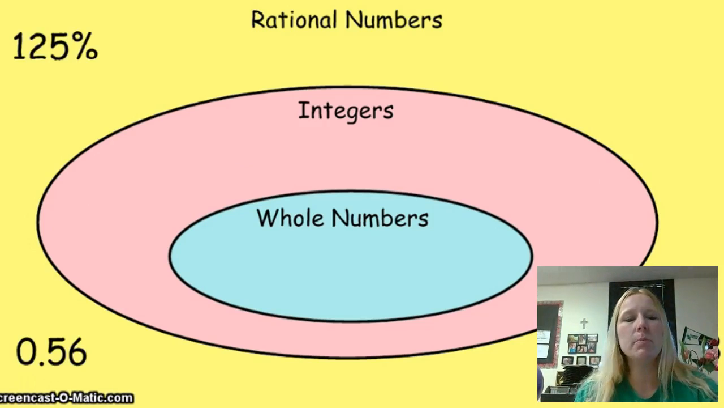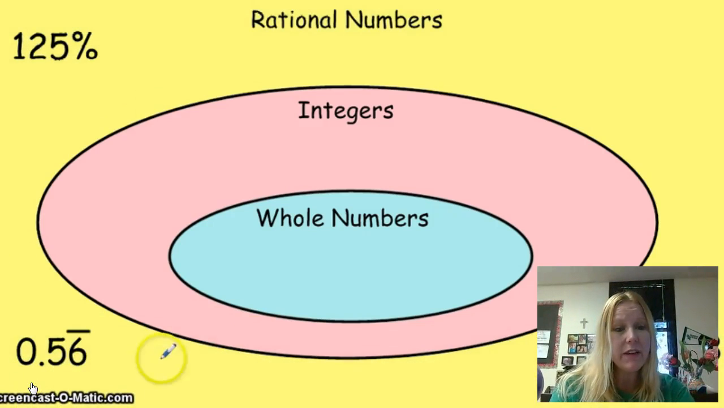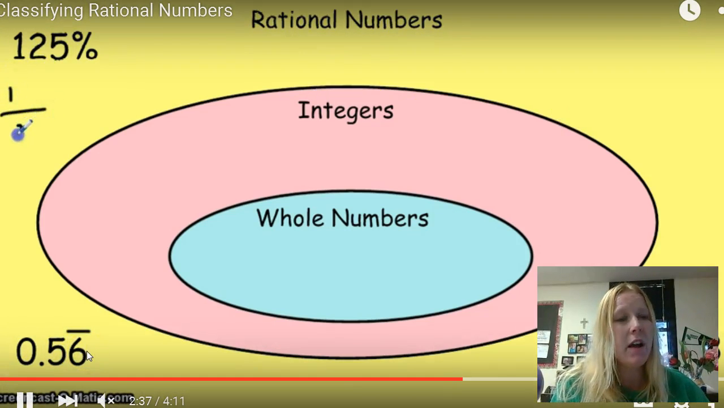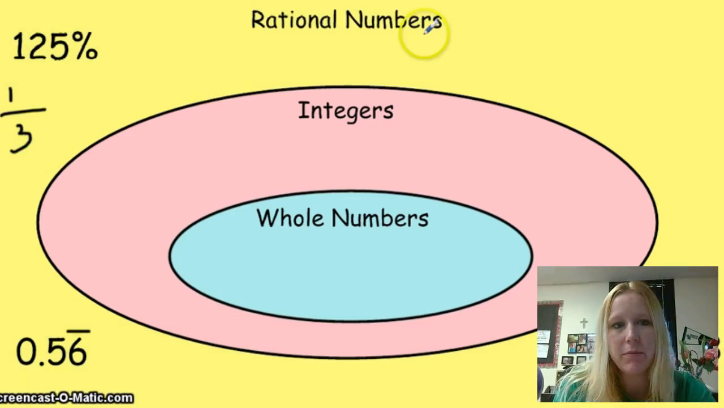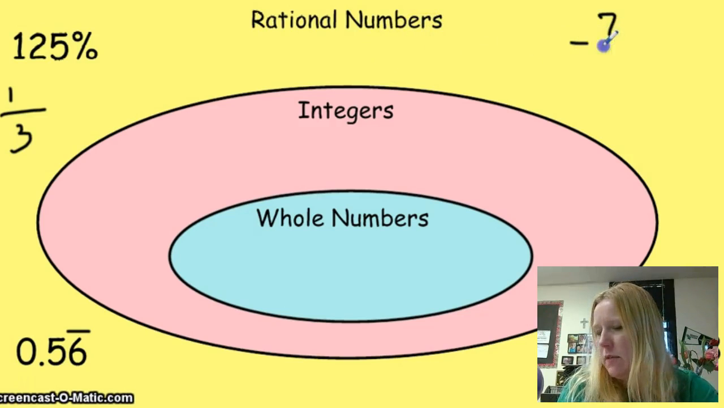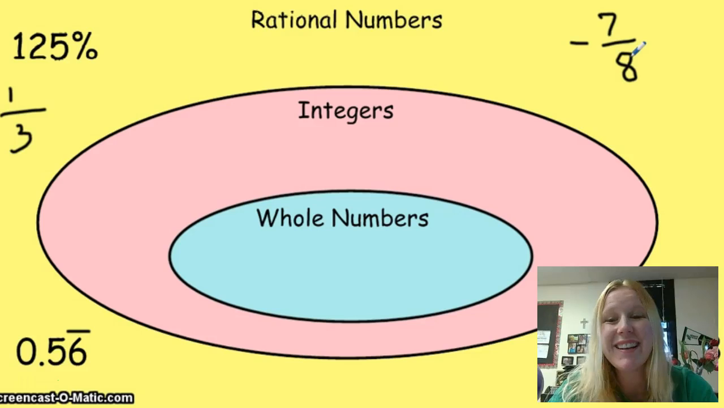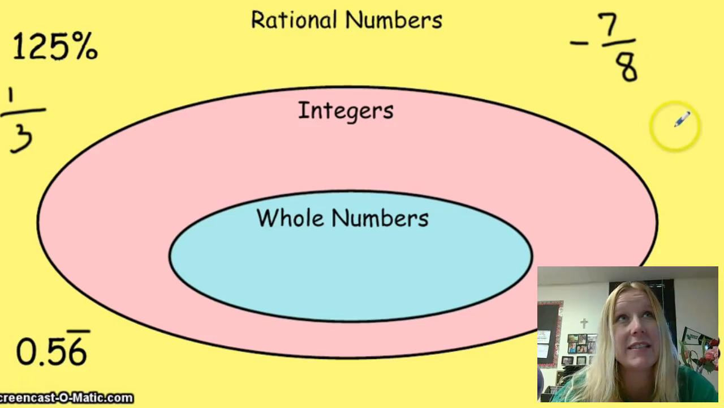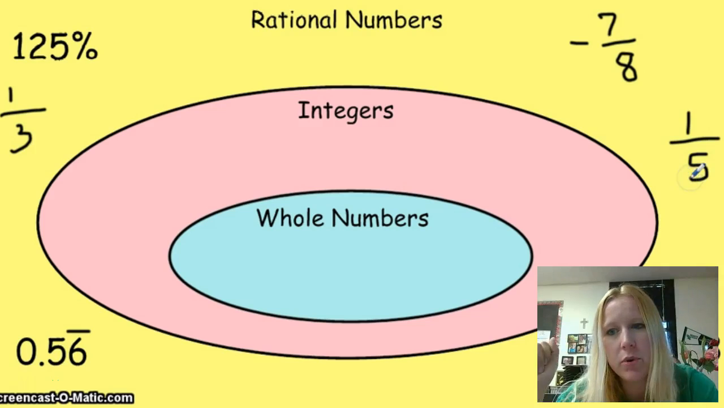So rationals, these are percents, decimals, stuff like your 56 hundredths repeating. Here's another example. 1/3 is considered to be a rational because that cannot be simplified to a whole number. And -7/8 again cannot be simplified. If you reduce it, it becomes -0.875, but it's not going to become a whole number or an integer.